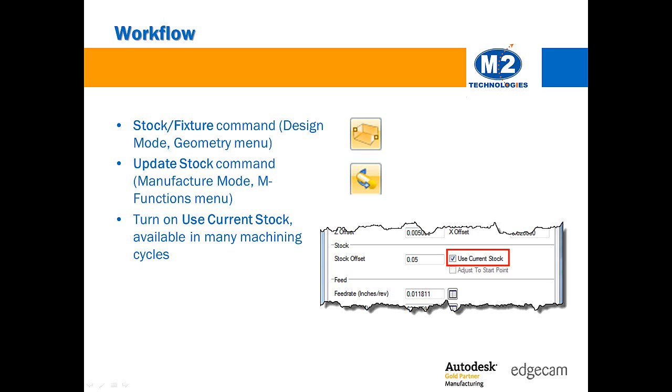The Use Current Stock option is a checkbox available in many machining cycles. This causes toolpath to be built based on the stock at the condition of the preceding Update Stock command. If you don't use this, turning applications require you to input starting coordinates, which are typically based on the stock anyway. Why not tell Edgecam your machining intent and let the software take care of the details?